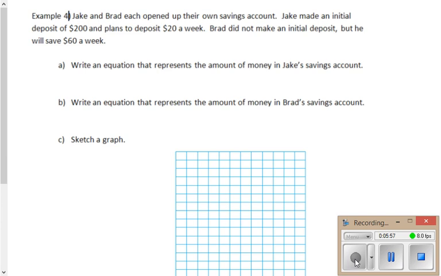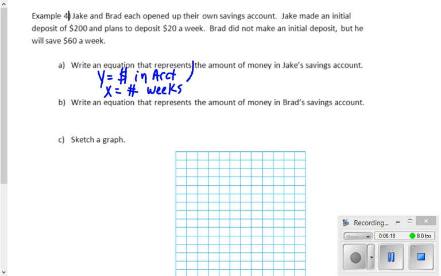Brad did not make an initial deposit, but will save $60 a week. Part A, write an equation that represents the amount of money in Jake's savings account. Now, I like to use X and Y because that's what we use when we graph. So I'm going to go ahead and define a couple variables here. Y would be the money that we have in our account. X would be the number of weeks.